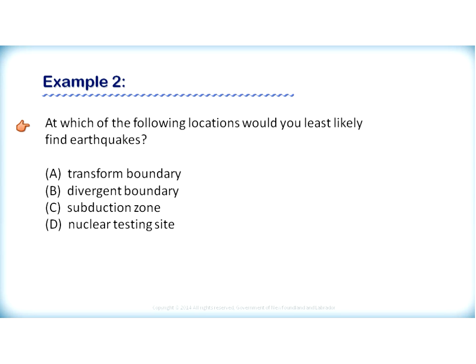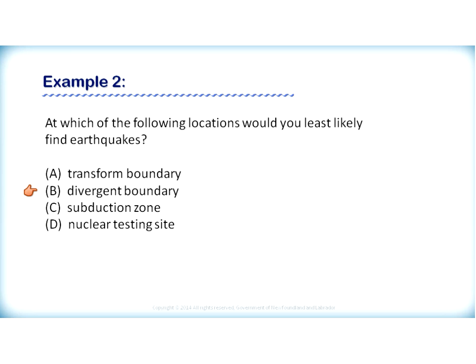Let's look at example number 2. Example number 2 reads, at which of the following locations would you least likely find earthquakes? Very strong earthquakes are associated with transform fault boundaries. Very strong earthquakes are associated with subduction zone boundaries. And nuclear testing sites would emit a lot of energy, so therefore you would see very powerful earthquakes at a nuclear testing site.